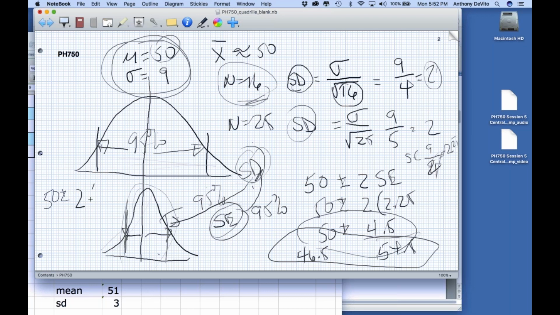Now, the difference is the standard error now is 9 over 5. In other words, the standard deviation of the population we know is 9, divided by the square root of the sample size, 25. So the square root of 25 is 5. So 9 divided by 5 is 1.8, right? Always 2 standard deviations.